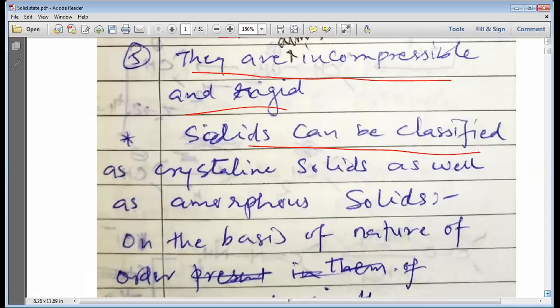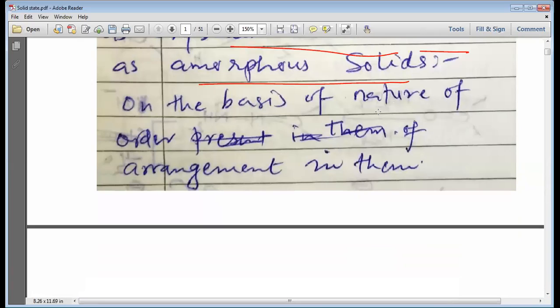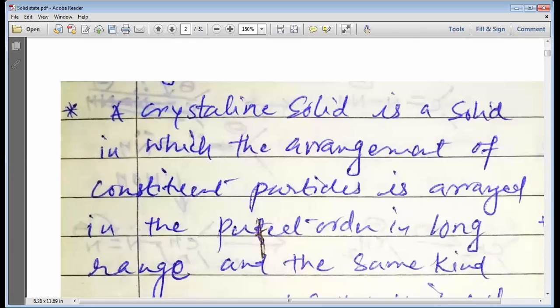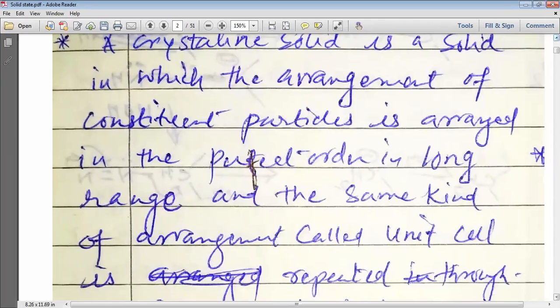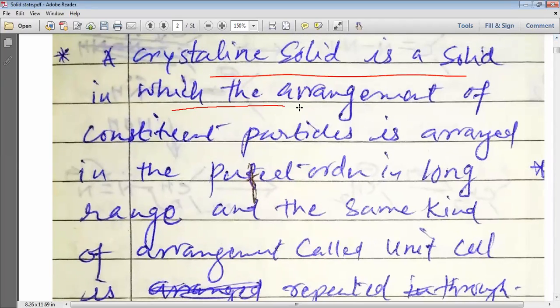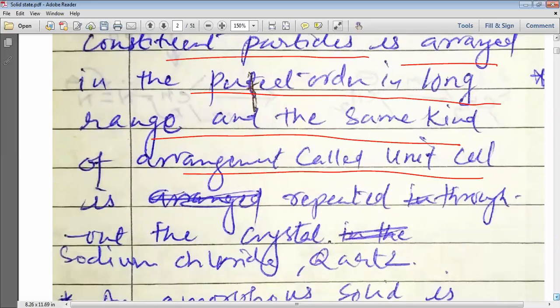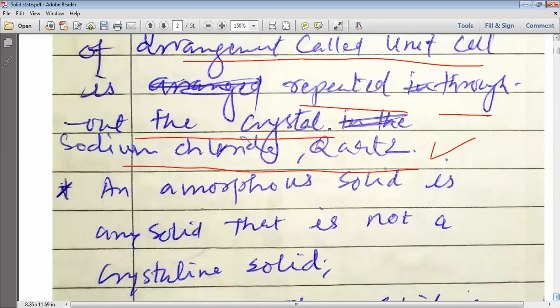Solids can be classified as crystalline solids as well as amorphous solids. On the basis of the nature of order of arrangement in them, solids can be classified in two classes: amorphous solids and crystalline solids, my dear students. Now let us study. A crystalline solid is a solid in which the constituent particles are arranged in perfect order over a long range, and the same kind of arrangement, called a unit cell, is repeated throughout the crystal. Sodium chloride and quartz are examples of crystalline solids.